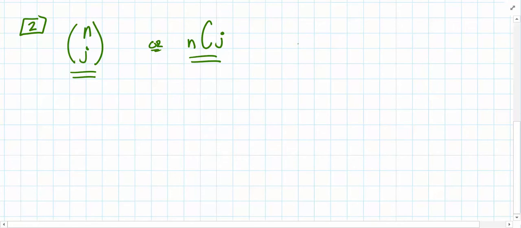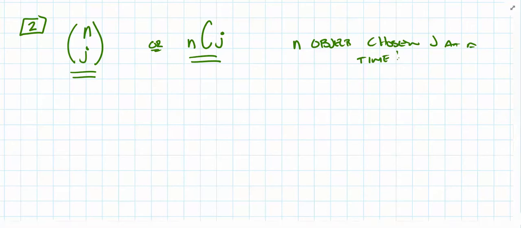All right? So what this means is n objects chosen j at a time. And it's not so important that we understand what that means exactly for right now. What's important, though, is to understand that to use the binomial theorem, we actually have to understand what the formula is to compute n choose j.